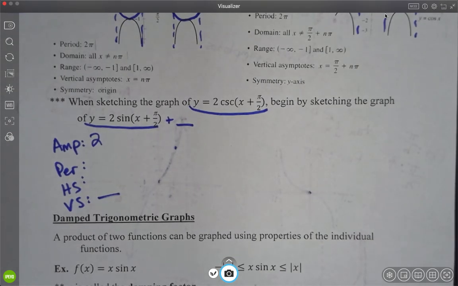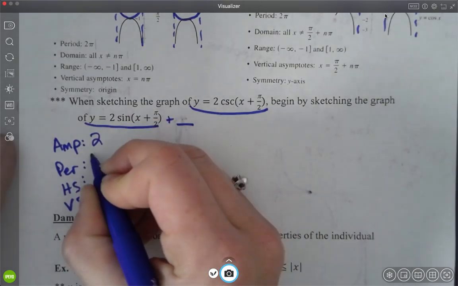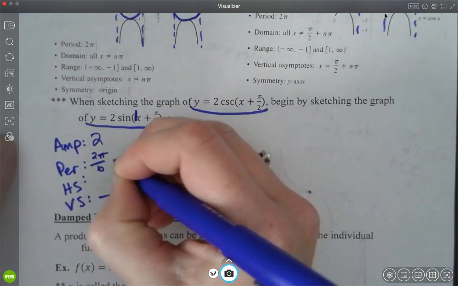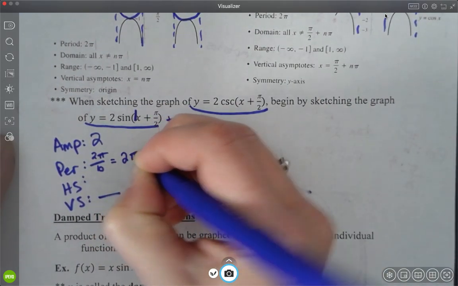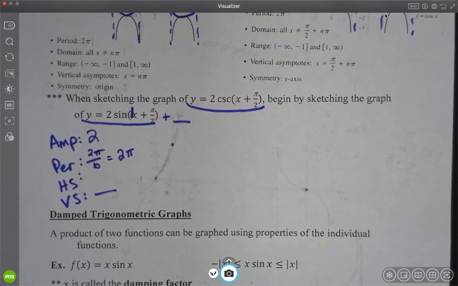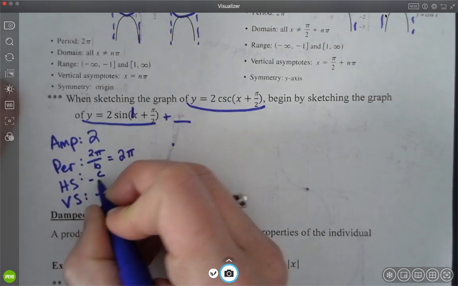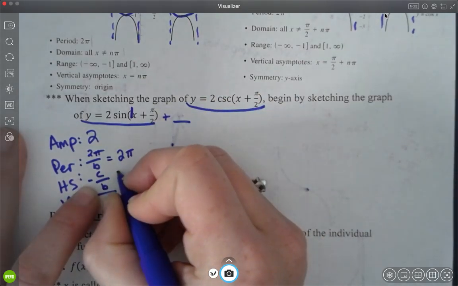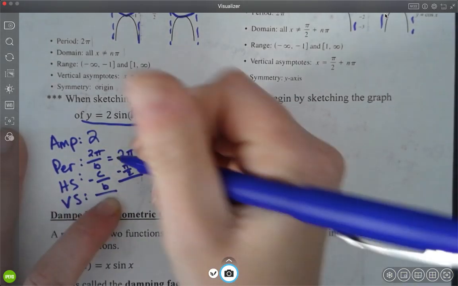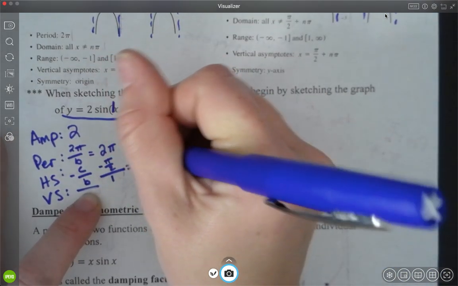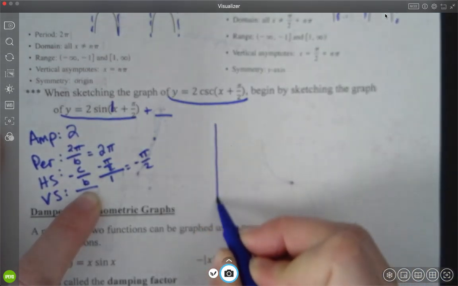Okay? The period. For cosecant and for sine, the period is 2 pi. So we do 2 pi over b. And what's the b value here? 1. So 2 pi over 1 is just 2 pi. So it stays the same. Now, horizontal shift we do negative c over b. So c would be positive pi over 2, and b is 1. So what's negative pi over 2 divided by 1? Negative pi over 2. Okay, so let's graph him here.